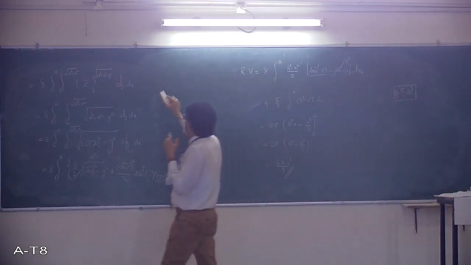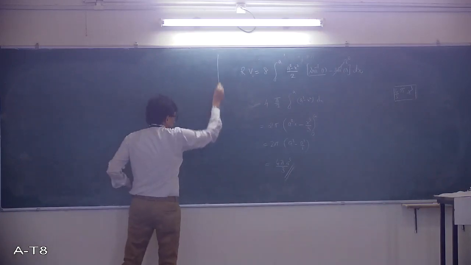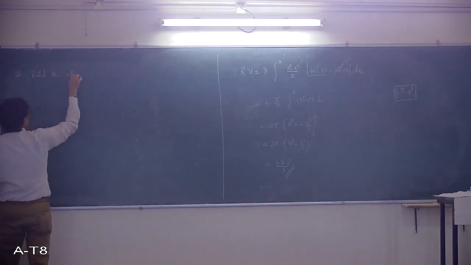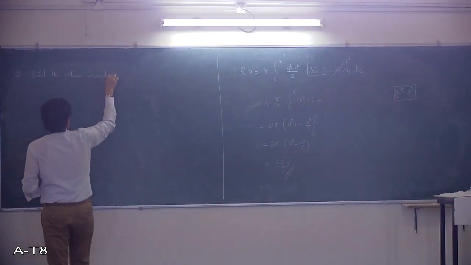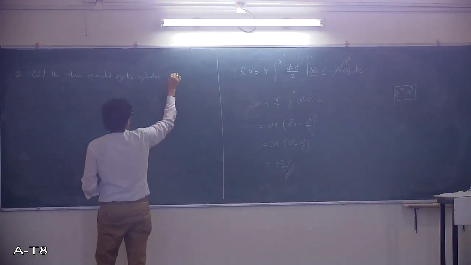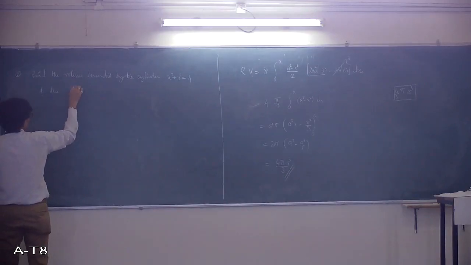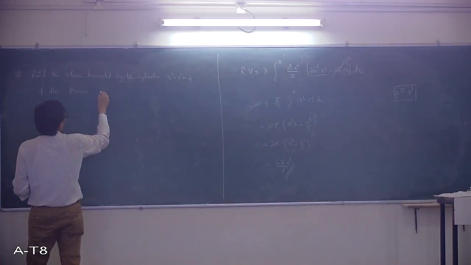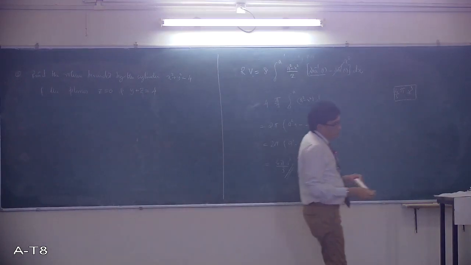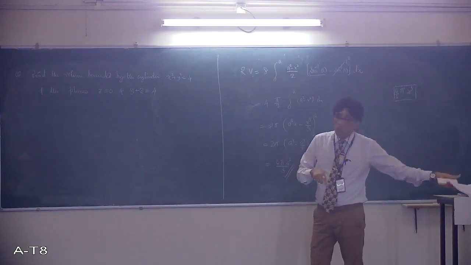Find the volume bounded by the cylinder. Second example. So the second example is: find the volume bounded by the cylinder x square plus y square is equal to 4, and the planes z equal to 0 and y plus z equal to 4.